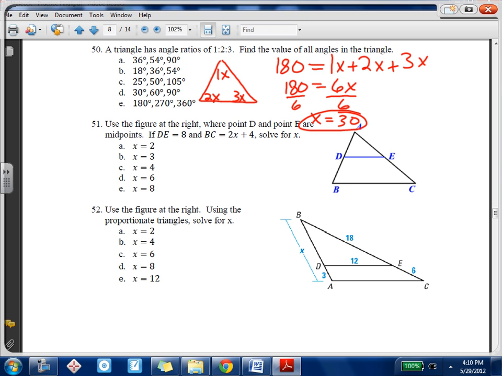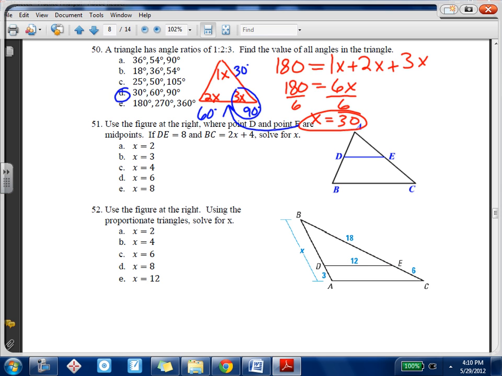It says find the value of all angles. So to find the value of all angles, we take this 30 and we plug it in. 30 times 1 is going to give me 30 here. 30 times 2 is 60. And 30 times 3 is 90. Notice that this triangle would not look correct because this 90-degree angle doesn't look quite right, but that's perfectly okay. We only use it as a sketch. It didn't have to be correct. So if we look at our answer choices, D, 30, 60, 90 is our correct answer.